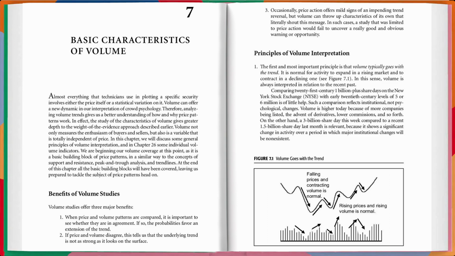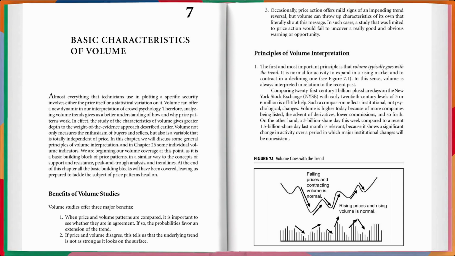1. The first and most important principle is that volume typically goes with the trend. It is normal for activity to expand in a rising market and to contract in a declining one. See Figure 7.1. In this sense, volume is always interpreted in relation to the recent past. Comparing 21st century 1 billion plus share days on the New York Stock Exchange, NYSE, with early 20th century levels of 5 or 6 million is of little help. Such a comparison reflects institutional, not psychological changes.